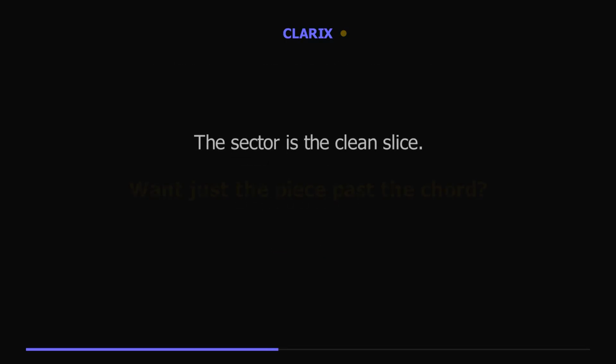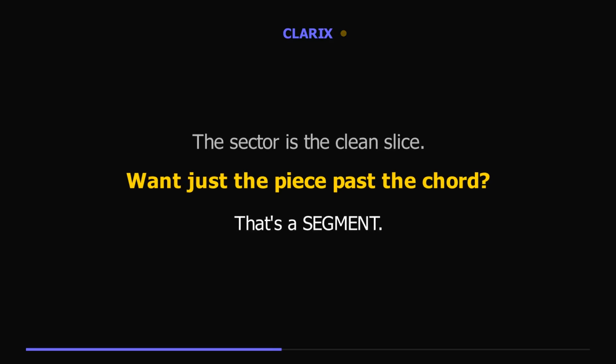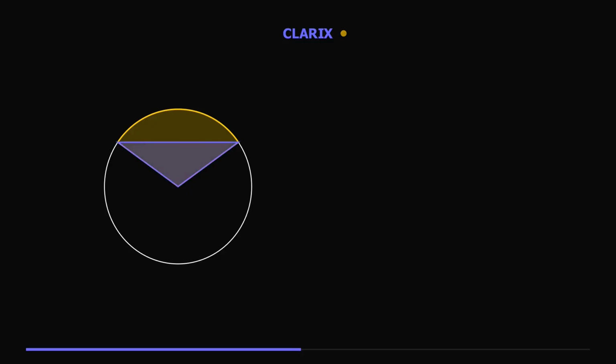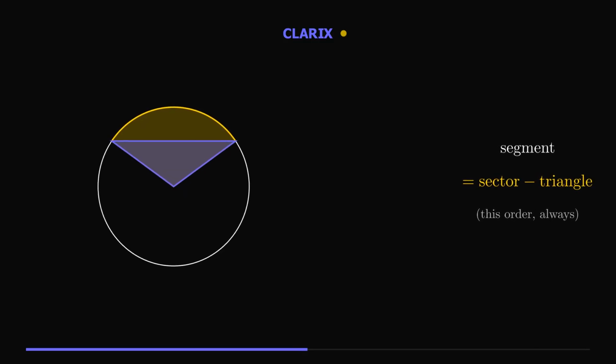So the sector is the clean slice. But what if you only want the little piece between a chord and the arc? The bit that looks like a thin sliver or a fat lens. That's a segment, and there's one neat trick to find it. Picture the minor segment. It's the sector with the triangle cut away, the triangle formed by the two radii and the chord. So the rule is beautifully simple. Area of a segment equals area of the sector minus area of that triangle. Sector minus triangle. Always that order, never the reverse.